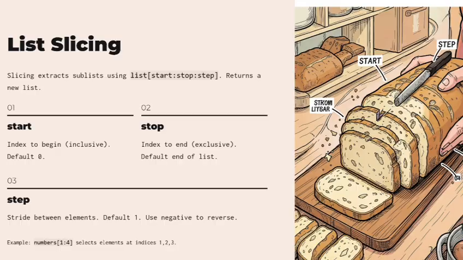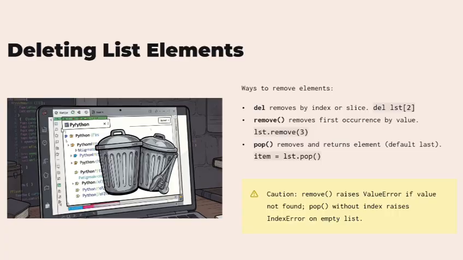Okay, so moving on to the next part. Deleting list elements. Sometimes we need to remove elements. Python provides different methods. They are del, remove, pop.